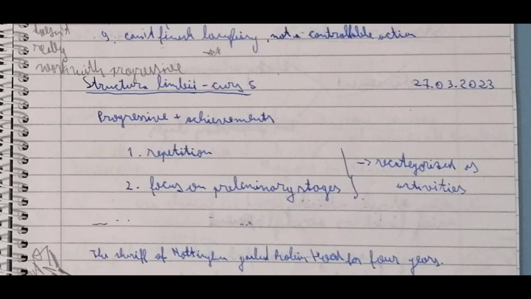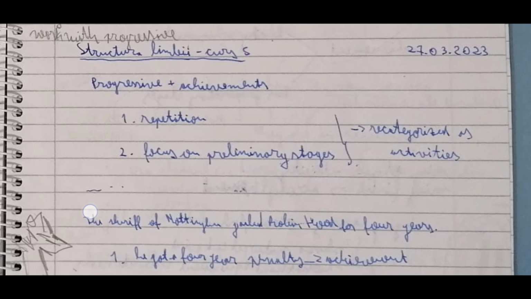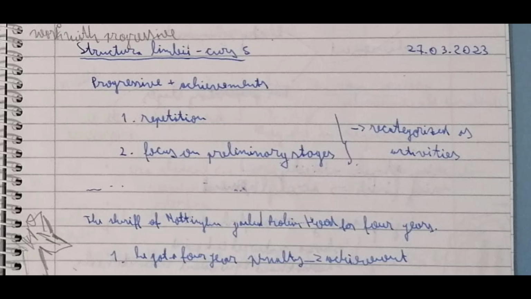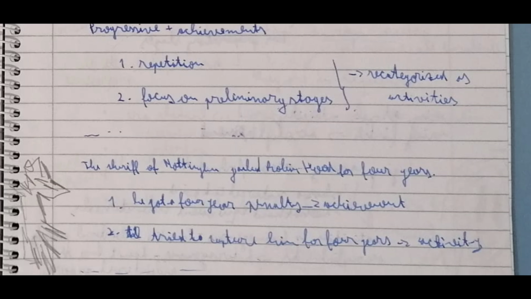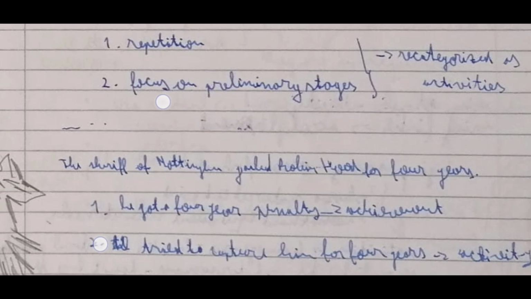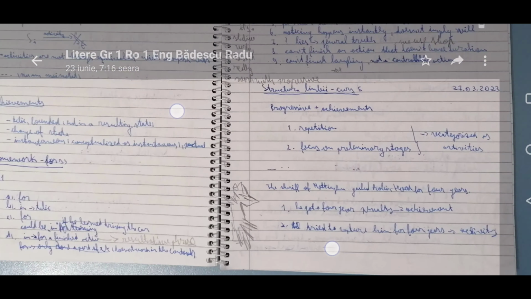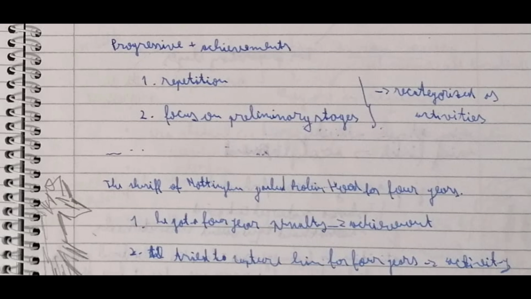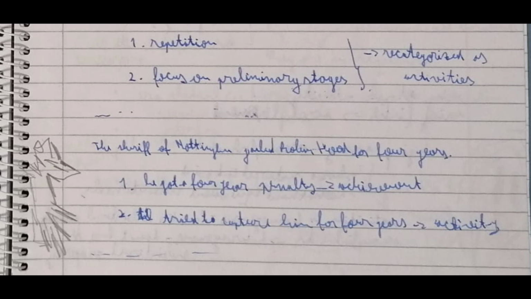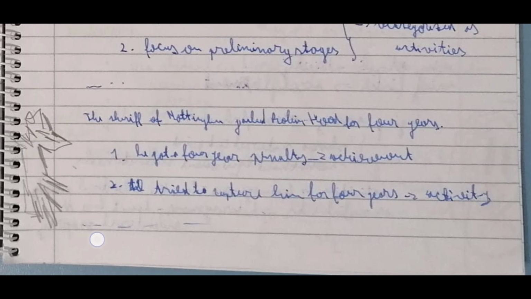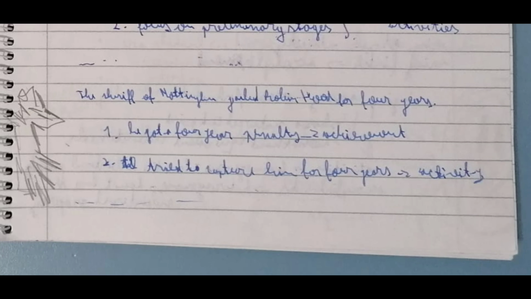Progressive plus achievement. Repetition focused on preliminary stages recategorized as activities. The Sheriff of Nottingham juggled Robin Hood for 4 years. He got 4 years penalty. Achievement. He tried to capture him for 4 years. Activity.